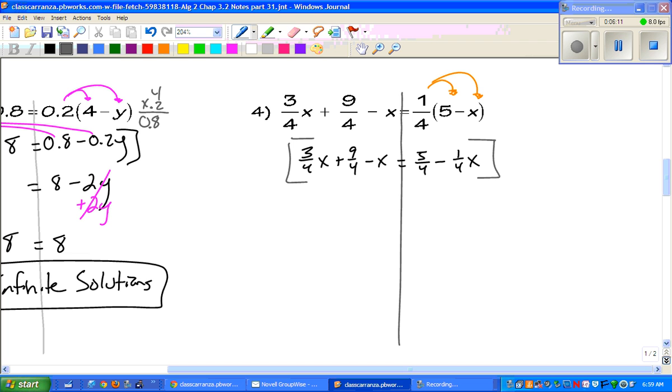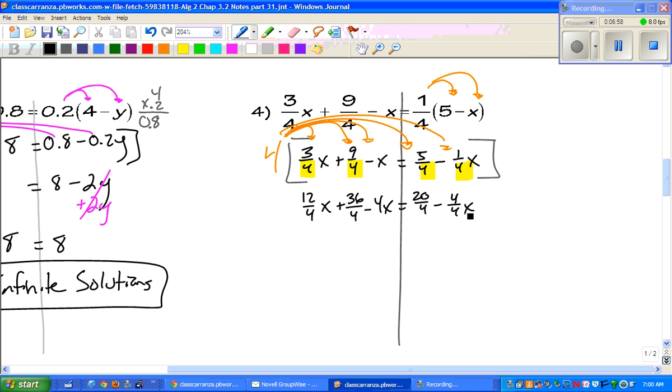Alright, now we need to multiply by the LCD, so let's look at all of our fractions, and it's nice because since they're all the same, all we have to do is multiply by 4. 4 times 3 is 12 over 4x plus 9 times 4 is 36 over 4 minus, that's just 4x equals 4 times 5 is 20 over 4 minus 1 times 4, which gives us 4 out of 4x.